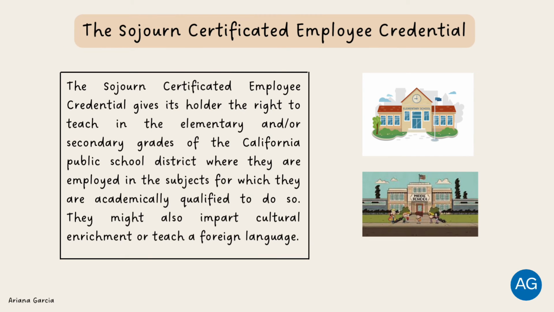The next one is the Sojourn Certificated Employee Credential. So it entitles the holder to instruct students in the elementary or secondary grades in the California Public School District where they are employed in the subjects which they are academically qualified to teach. Additionally, they may teach a foreign language or provide cultural enrichment.